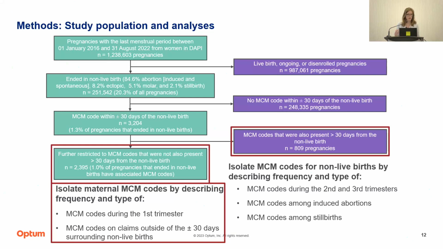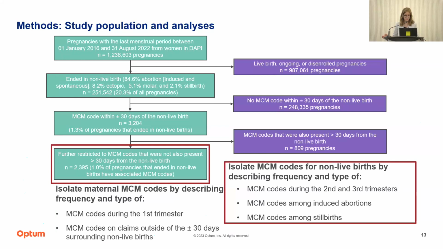looking at MCM codes during the first trimester, which is a time period where it's difficult to diagnose MCMs, and the codes might be more likely to be maternal. Oh, and I'll mention our main study population was almost 2,400, which ended up being 1% of pregnancies that ended in non-live births have associated MCM codes that were not present outside of the 30 days plus or minus.